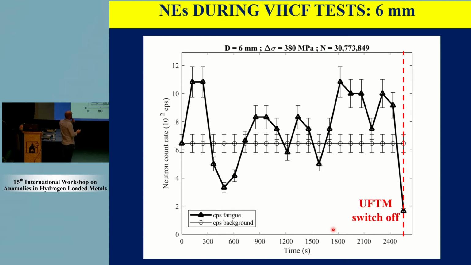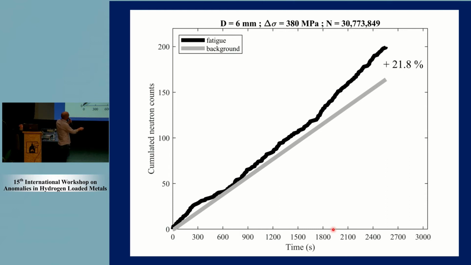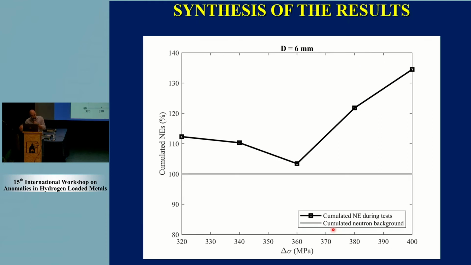About the results obtained for the specimen of 6 millimeters. In this case, the stress range was 380 megapascal. The main important issue is that after more or less 1,800 seconds from the beginning of the test, we found an increment in the neutron emission activity. In terms of cumulative neutron emissions, an increment equal to 21.8% was found with respect to the natural background. And in particular, here you can see also this deviation from the natural background. Again, the influence of the stress range on the cumulative neutron emissions was investigated, and again, the highest value in the neutron emission was found for the highest stress range.